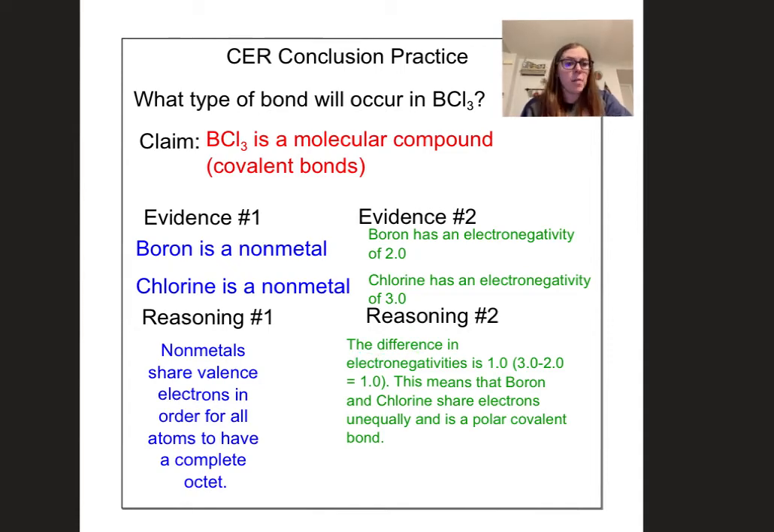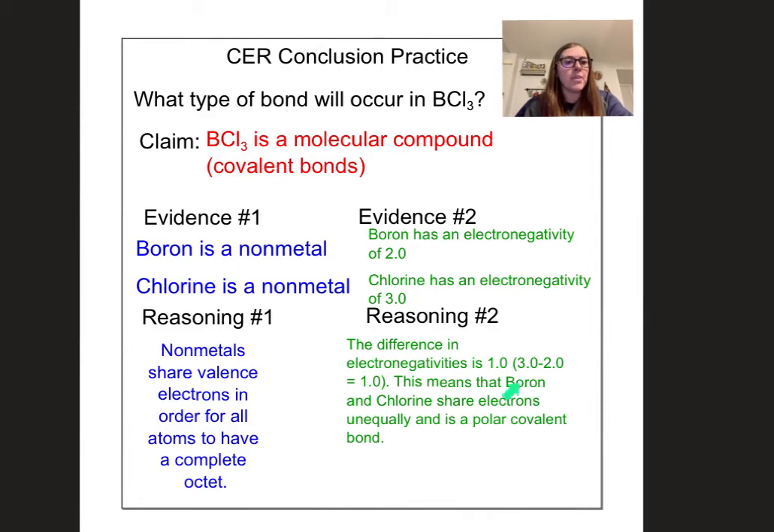The difference, remember, we're doing subtraction. So the difference in electronegativities is 1. I showed the math in parentheses. You could do it off to the side. But I should see the math somewhere either within the sentence or off to the side, and your answer is part of the reasoning. So when I subtract, the difference in electronegativities is 1.